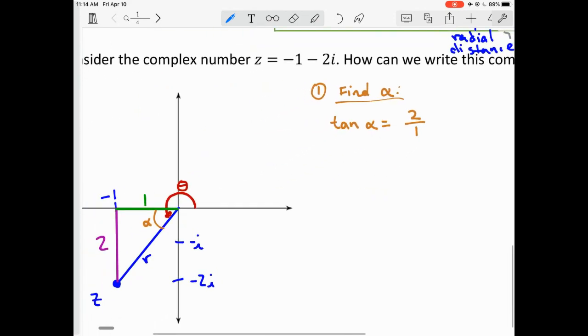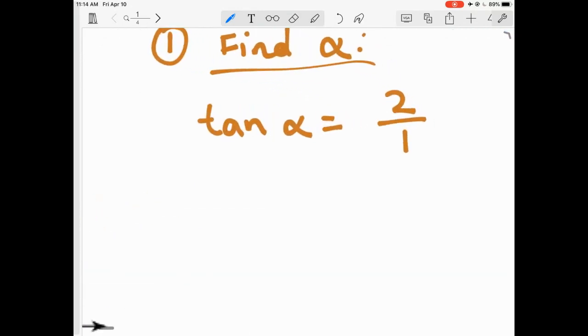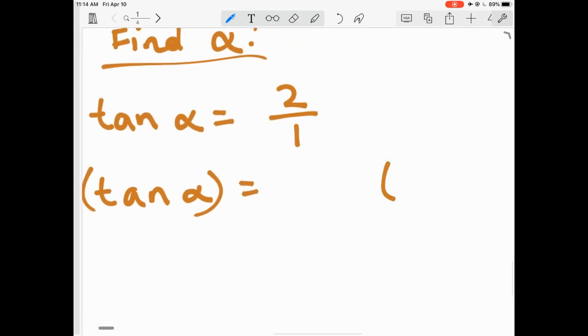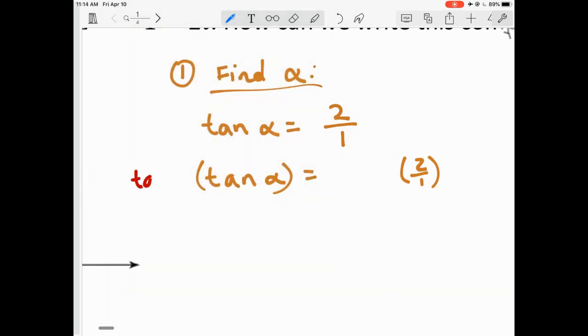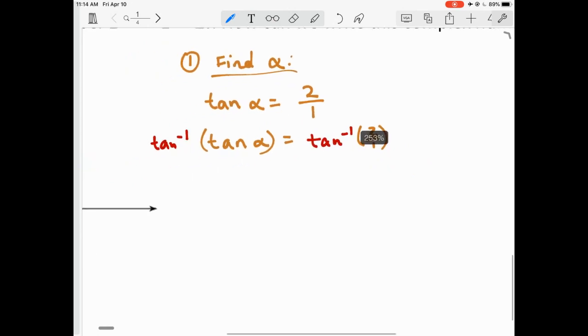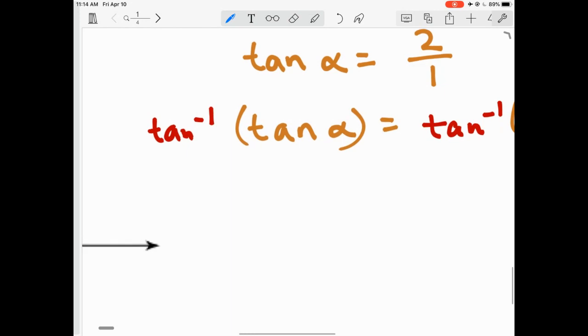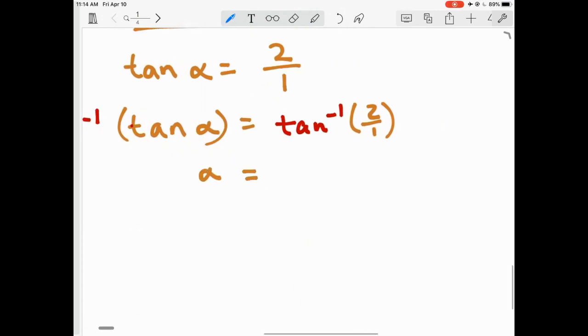The opposite side was 2. The adjacent side is 1. To solve for alpha, we'll take the tangent inverse of both sides. We have tangent alpha here, 2 over 1. What I'm doing is taking the inverse tangent of both sides. To do that, we know that tangent inverse and tangent are inverses, so they undo each other. We end up with alpha is equal to tangent inverse of 2 over 1, or really just 2.